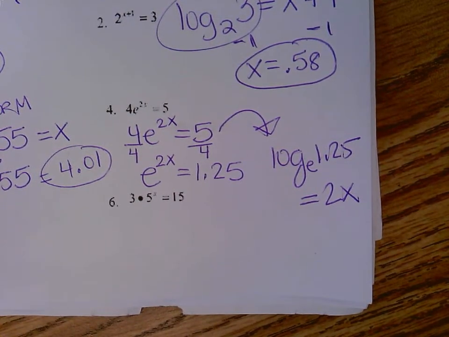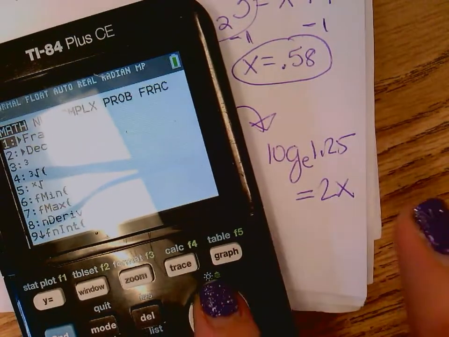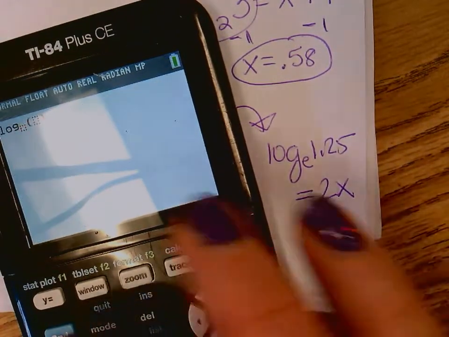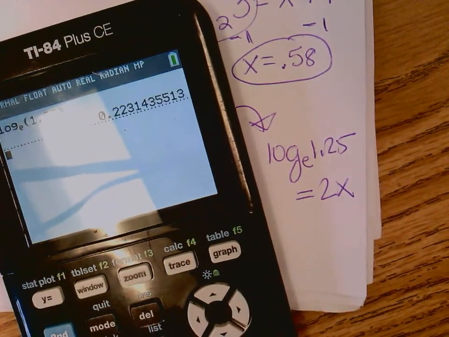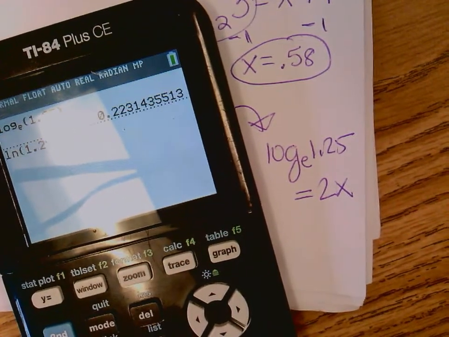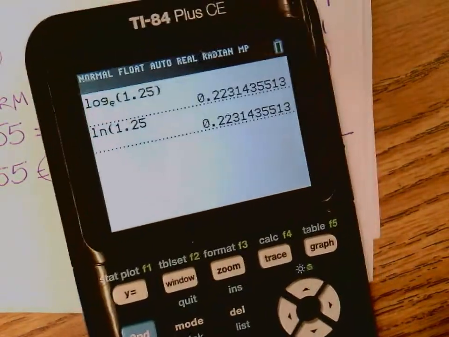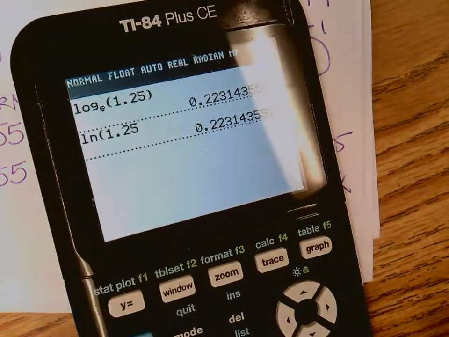What would I do as my last step? I'm going to take the natural log of 1.25. Do you understand what I'm saying? That I can take the natural log. Whether you take the log and change the base to e, or you just use the natural log button, you get the same answer. To me, it's easier to press the natural log button.